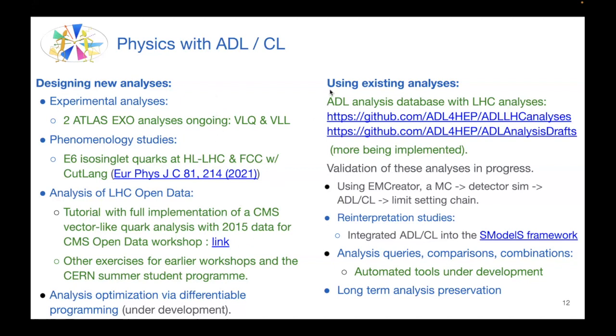We have also started looking at the existing analyses to make a database. We have of the order of 10s or 20-ish analyses, which are sometimes validated and put in this repository, and some drafts which are not yet validated here. The validation path that we have selected is called the EM creator. This is a Monte Carlo generator plus a detector simulation, and then an ADL CL setup to run the analysis. And obviously, we need some tool to set limits as well.